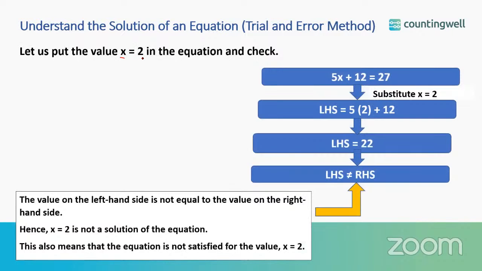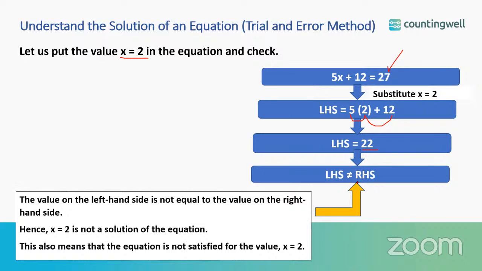Let us put the value x equal to 2 in the equation and check. So 5 into x plus 12 is nothing but 5 into 2 plus 12 when we substitute x equal to 2. So we have 10, and 10 plus 12 is 22. And you can see the RHS is 27.